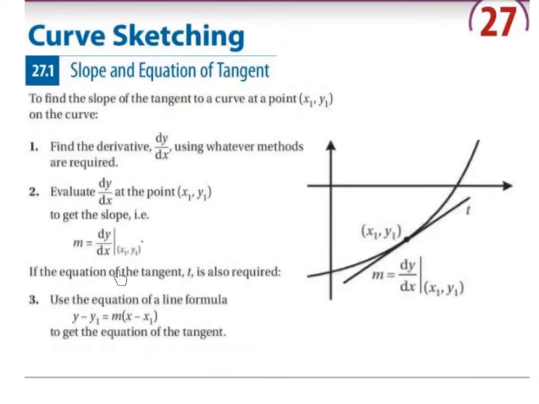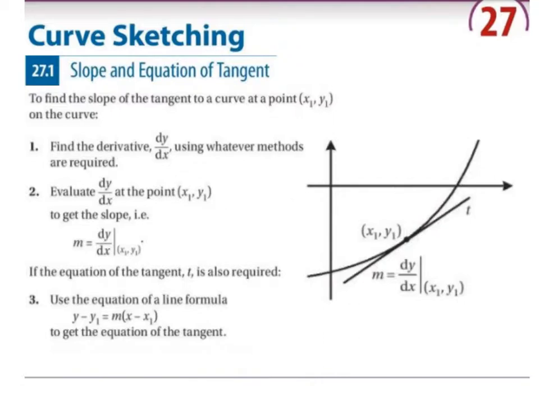If the equation of the tangent t is also required, we use the equation of the line formula, y minus y1 equals m times x minus x1, to get the equation of the tangent. This is from our coordinate geometry section and it's in the formula book.